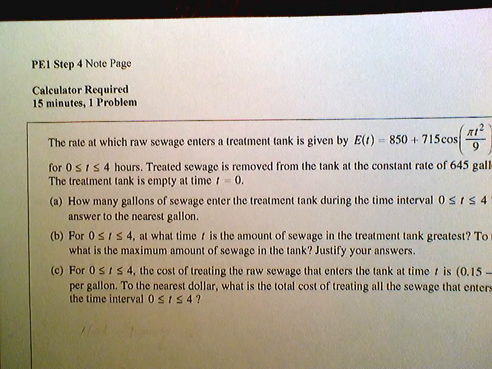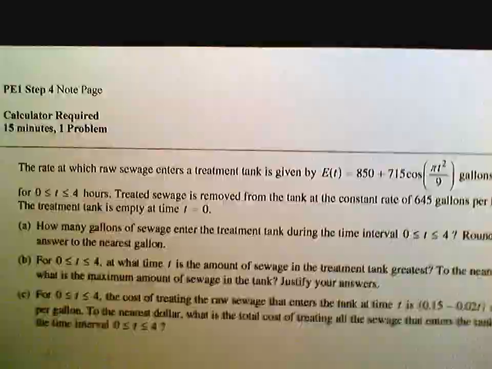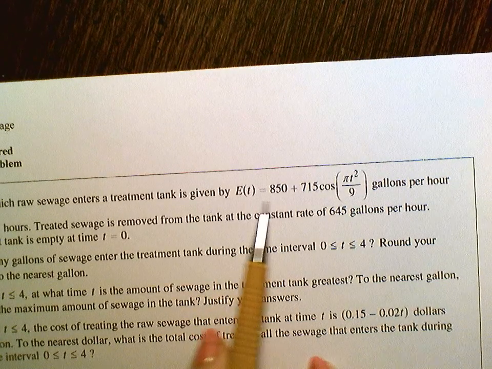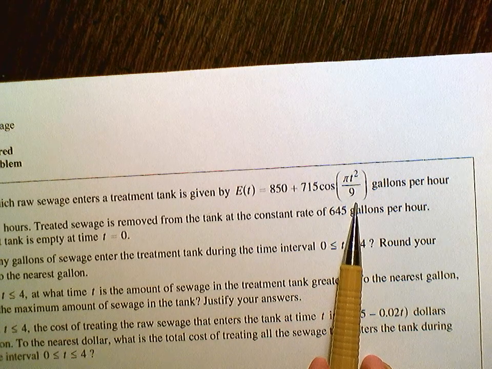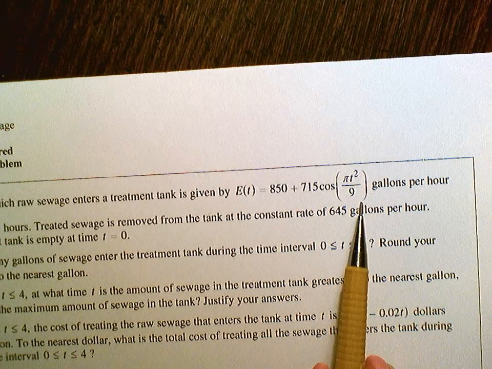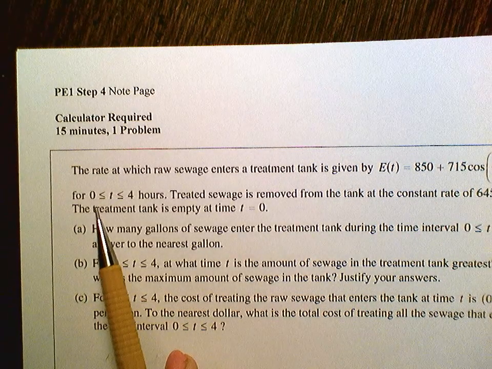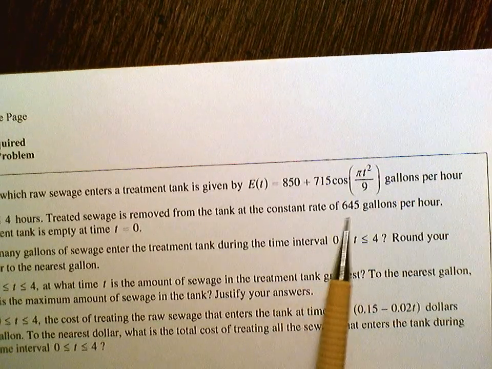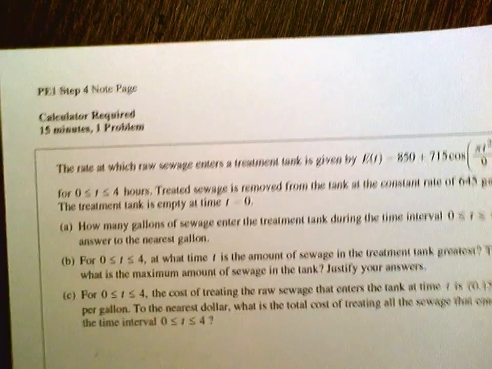Okay, so practice exam 1, step 4 note page. So this is a calculator problem. The rate at which raw sewage enters a treatment tank is given by this gallons per hour. Okay, so this is the rate of change. So this is the rate at which the sewage is entering the tank, this many gallons per hour, for 0 to 4 hours. Treated sewage is removed from the tank at the constant rate of 645 gallons per hour. Okay, so there's another rate.